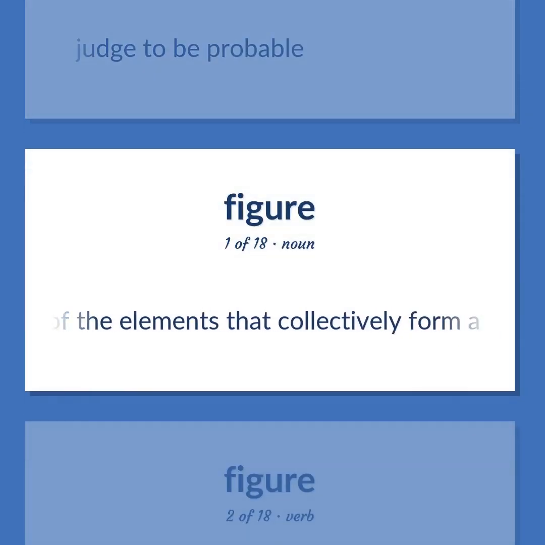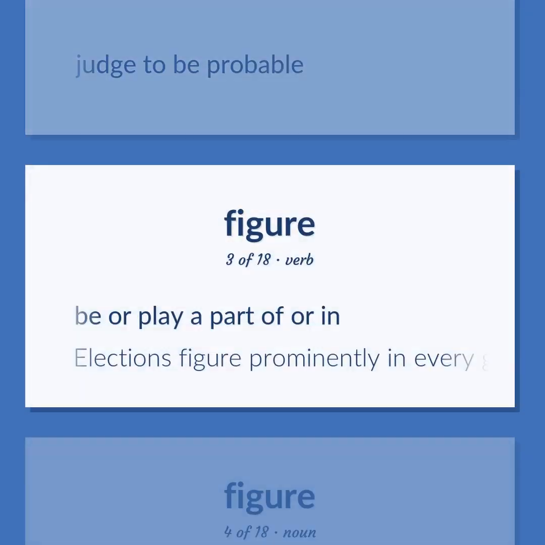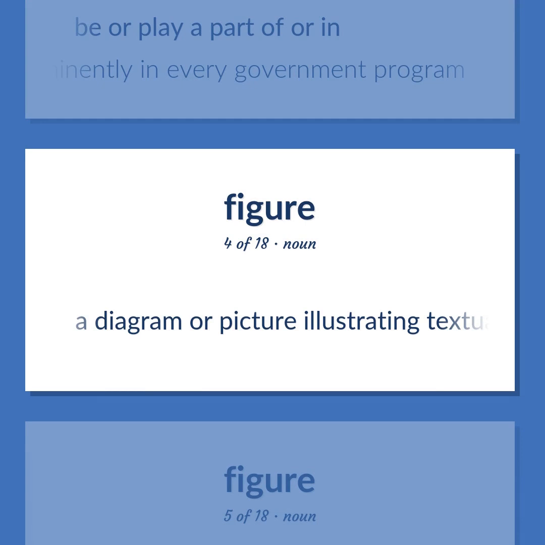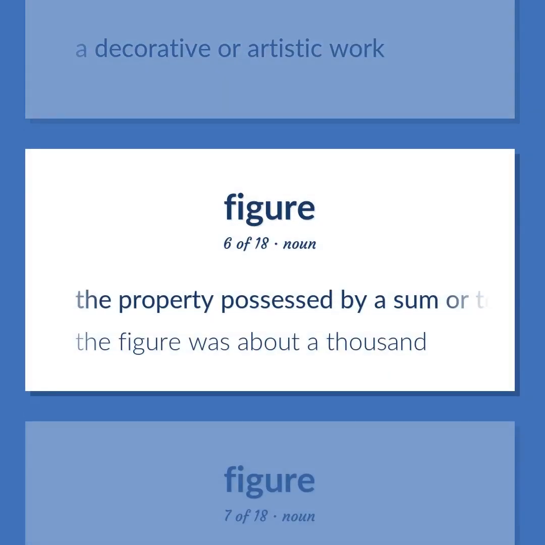One of the elements that collectively form a system of numeration. Judge to be probable. Be or play a part of or in. Elections figure prominently in every government program. A diagram or picture illustrating textual material. A decorative or artistic work. The property possessed by a sum or total or indefinite quantity of units or individuals. The figure was about 1,000.